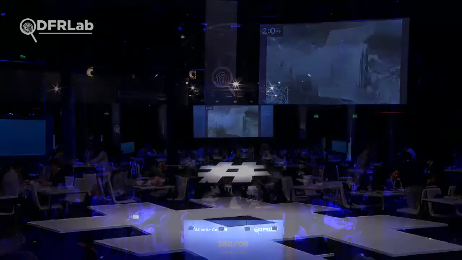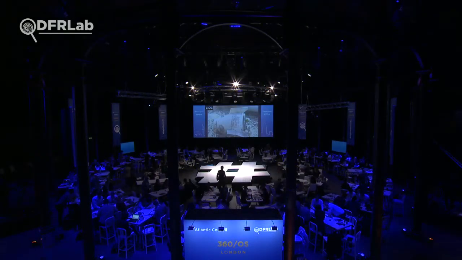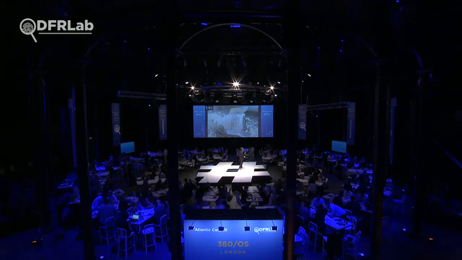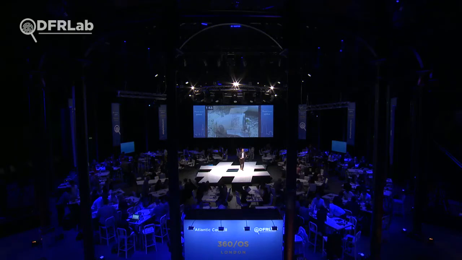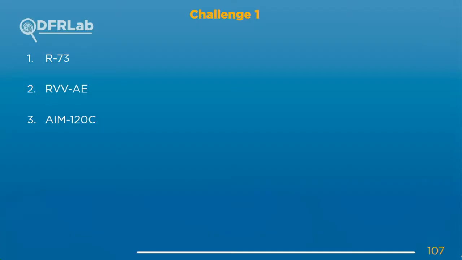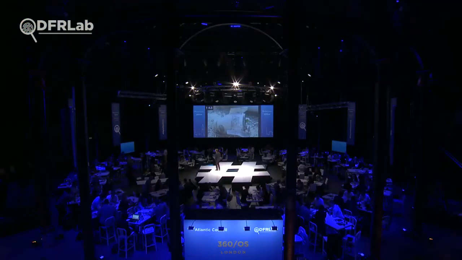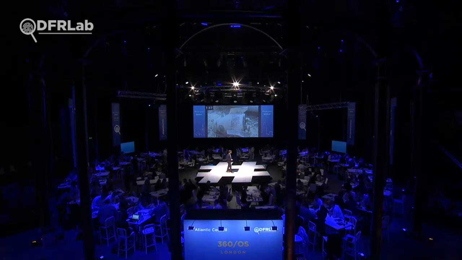Okay, I'll explain that up there. So when you vote on the app, option one is R-73, option two is RVV-AE, option three is AIM-120C. If you forget, you can look at the screens and they'll have that information. Is everything clear for you guys? Yeah. All right. All clear?